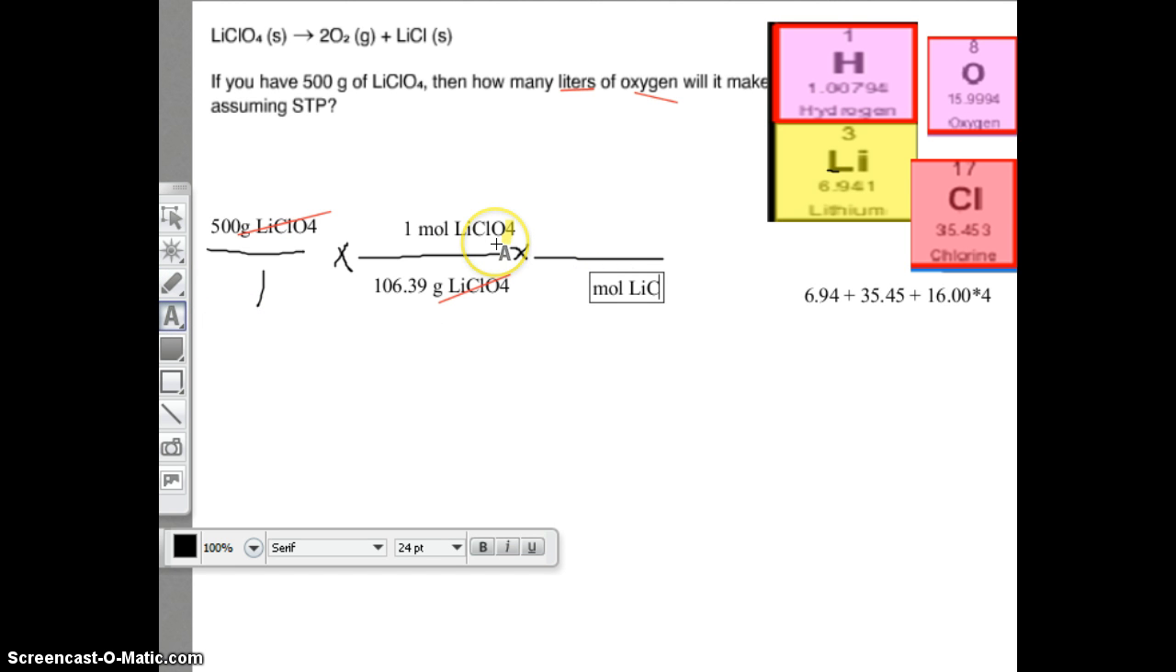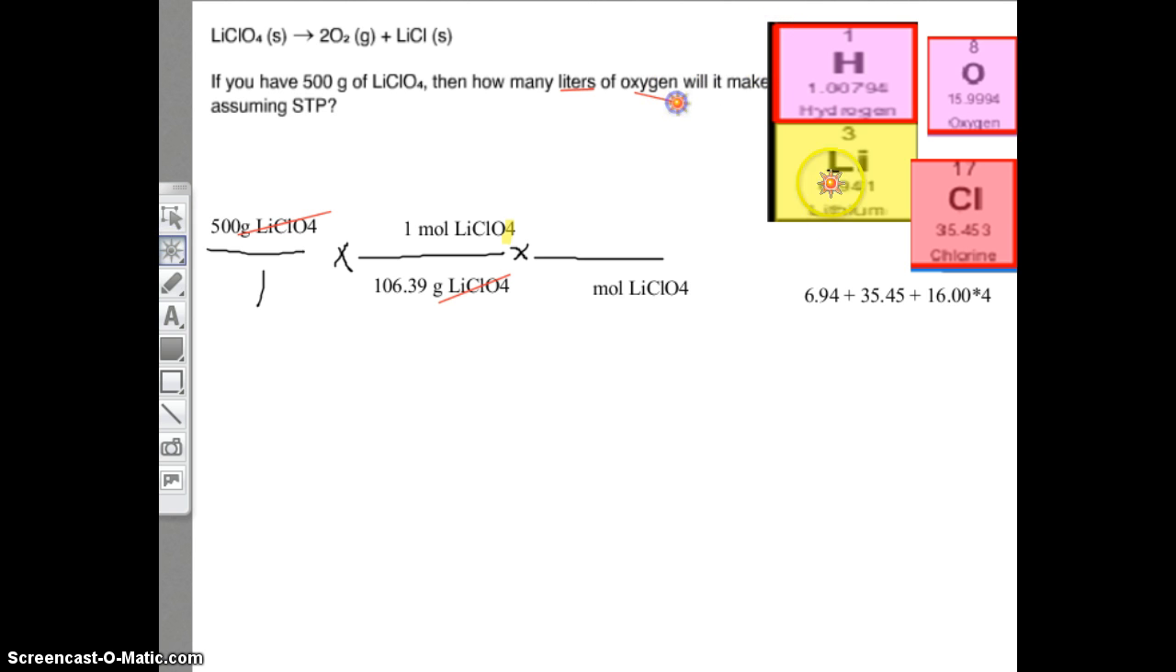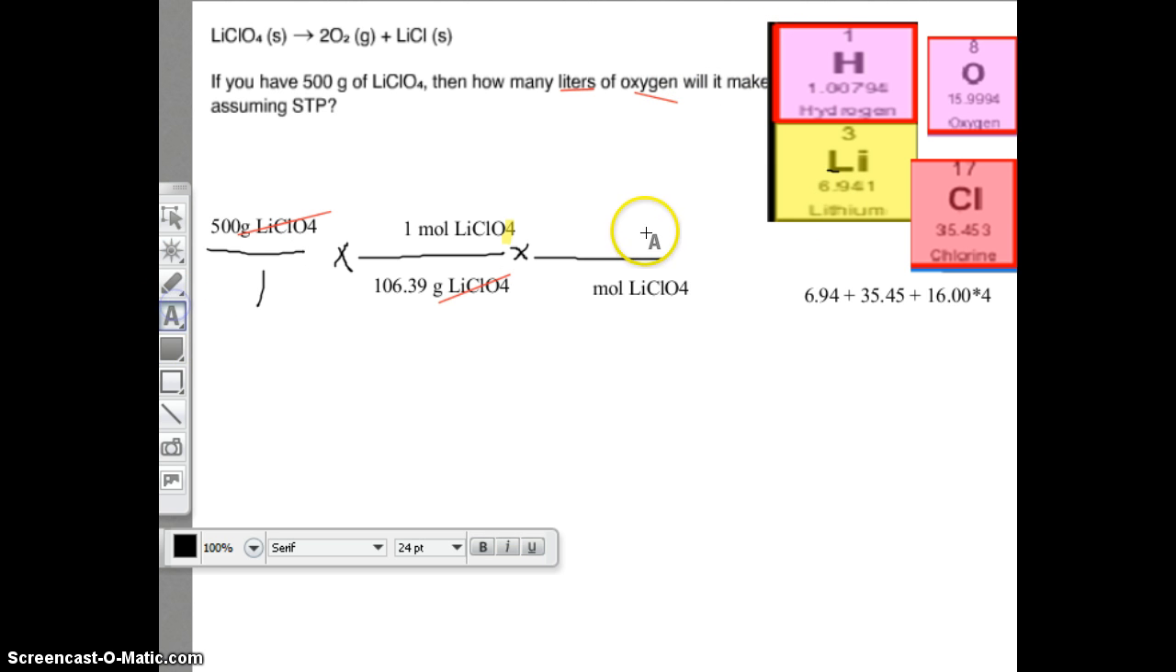So again, whenever you get stuck doing these, try converting to moles. That's like the magic fix-it in chemistry. Okay, and what am I trying to go to? Oxygen. All right, so again, the magic of the mole. So moles of oxygen, and it's O2. And so I look, how many are there?